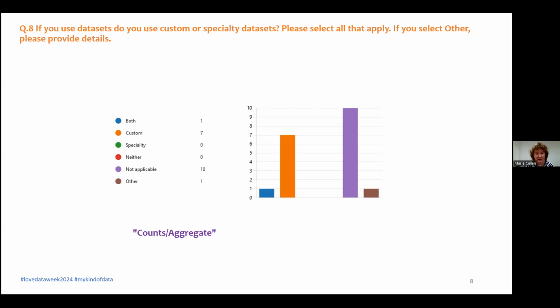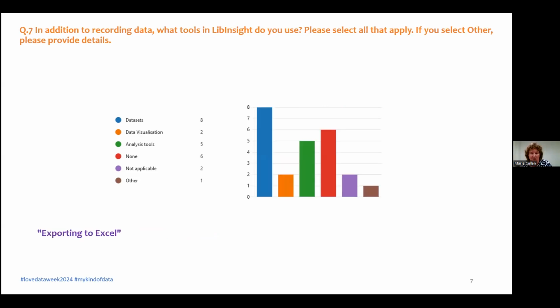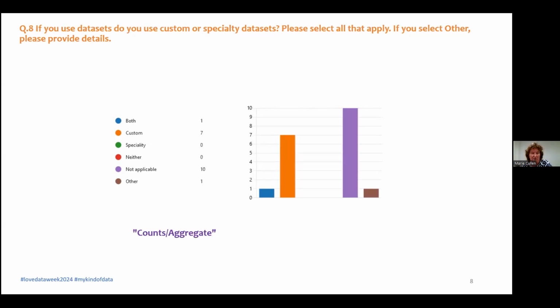One respondent said they were using both. So obviously, sorry, one person is using speciality, and then 10 people said they weren't applicable, which is interesting. And then one person used it for counts and aggregates.